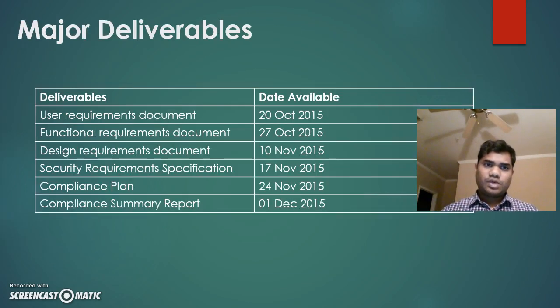So, what are the major deliverables in this project? User requirements document, then comes the functional requirements document, and the design requirements document, and the security requirements document, and the compliance plan document, and the compliance summary document. So these are the major deliverables that we can expect from this project.